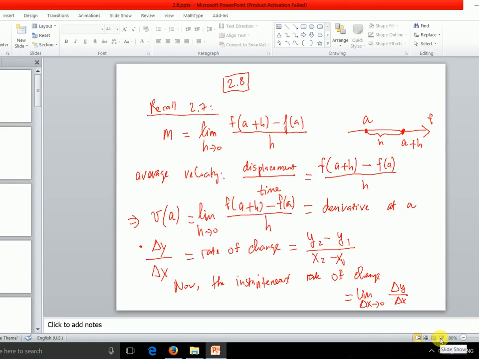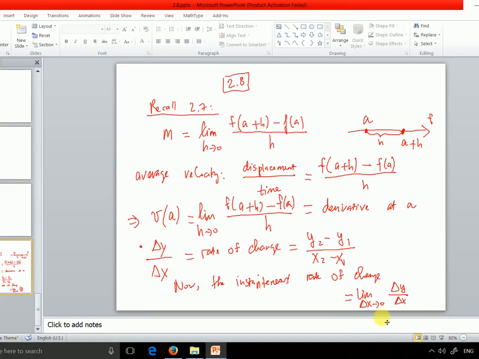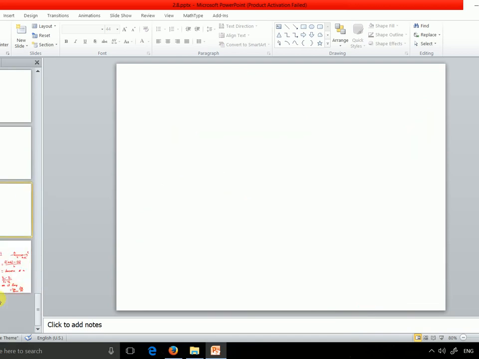Let's go back here. So the instantaneous rate of change is the limit of the quotient delta y over delta x when delta x approaches 0, and that is the same thing as the limit of x2 going to x1.